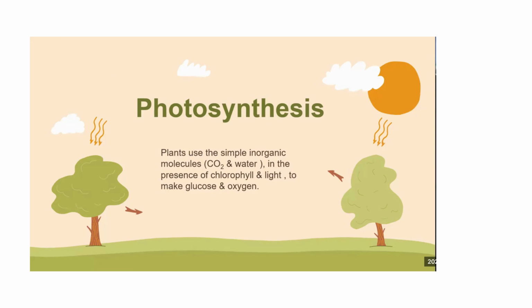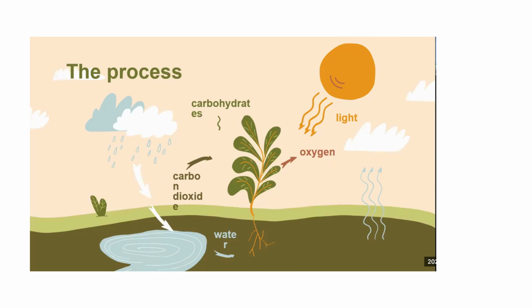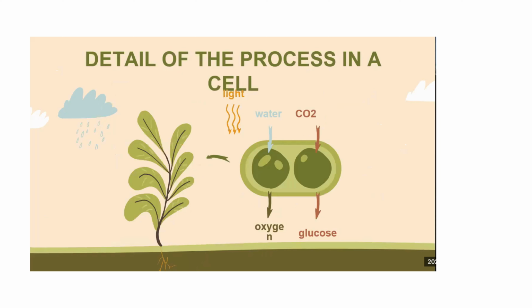Photosynthesis is where plants use simple molecules like carbon dioxide and water in the presence of chlorophyll and light to make glucose and oxygen. So the light is the energy source of photosynthesis. This is the process. The light is given to the plants, and plants use carbon dioxide and water to produce carbohydrates. This process happens in a plant leaf, in the chlorophyll.